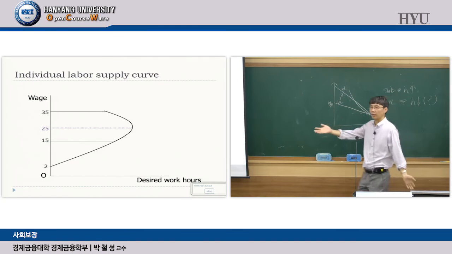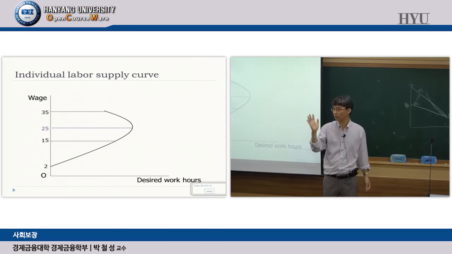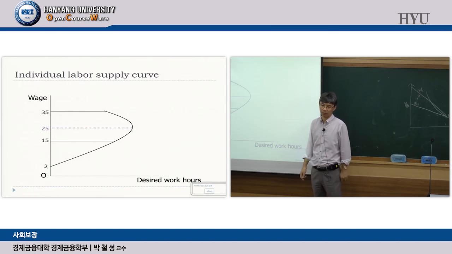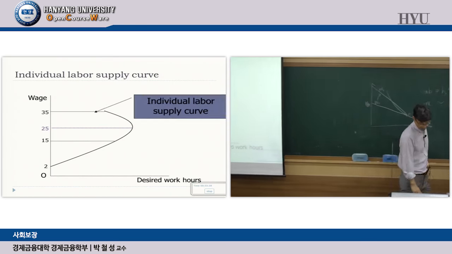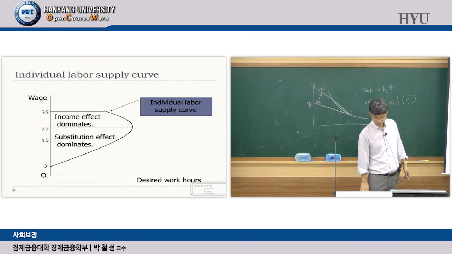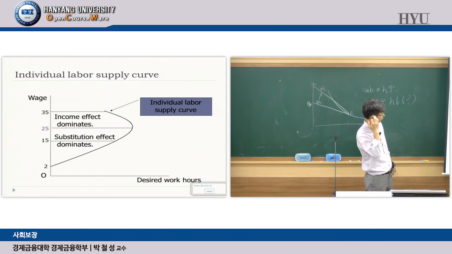Some individuals may have a very high threshold, some may have a very low threshold. But anyway, we can say that each individual has his or her own labor supply curve. Then we say that's the individual labor supply curve. Okay? Get it? And if we aggregate them to a market, then we get the market labor supply curve.